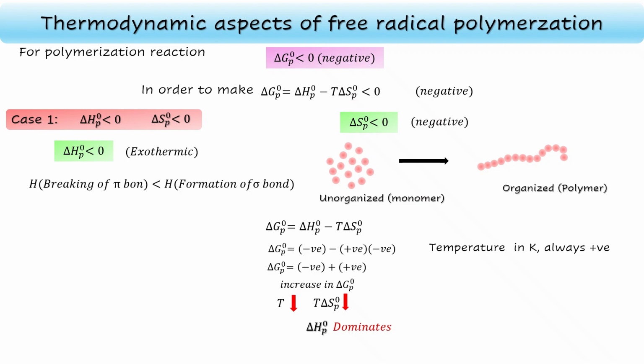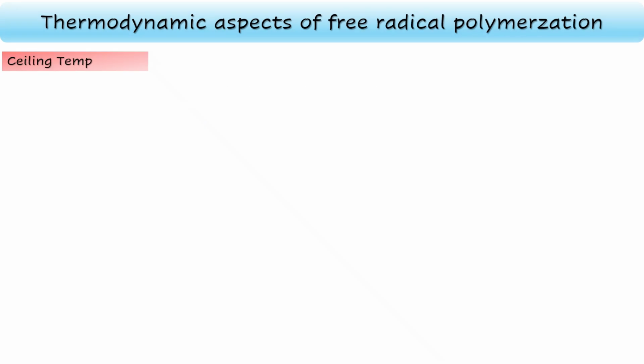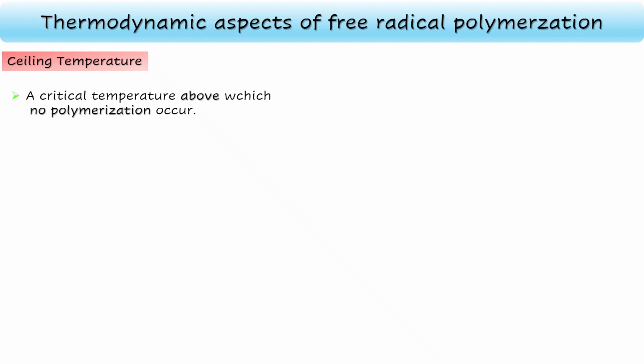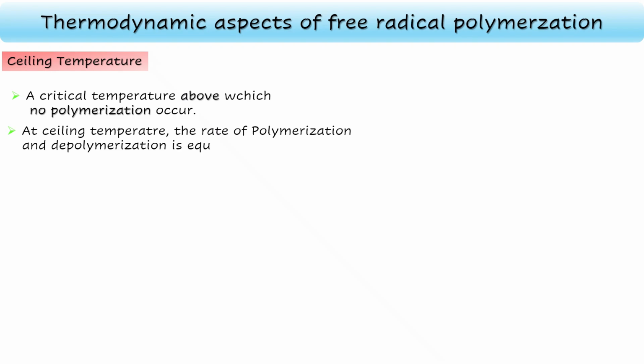This means there must be a temperature above which the magnitude of T delta S is so large that the delta H naught value is not enough to favor the polymerization. That critical temperature, above which polymerization no longer occurs. At this point, the rate of polymerization and depolymerization become equal, meaning the system reaches equilibrium. This temperature is called ceiling temperature.